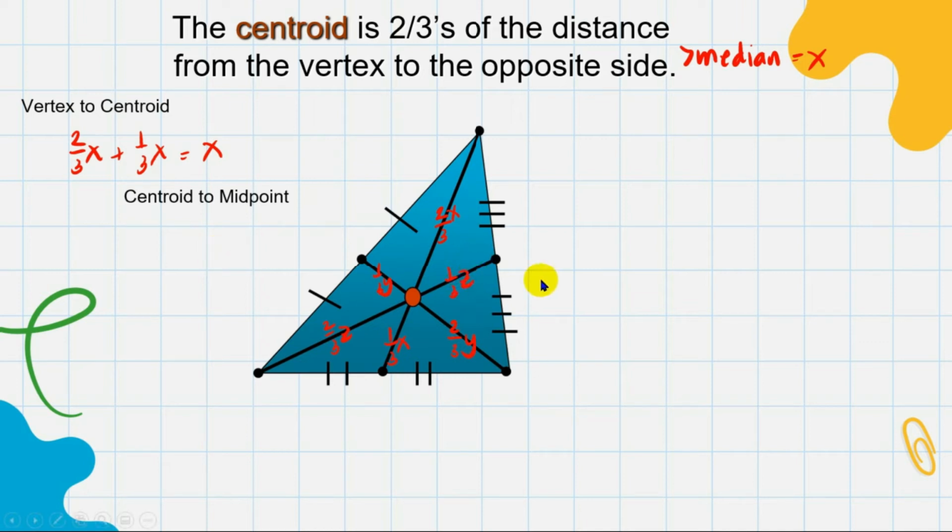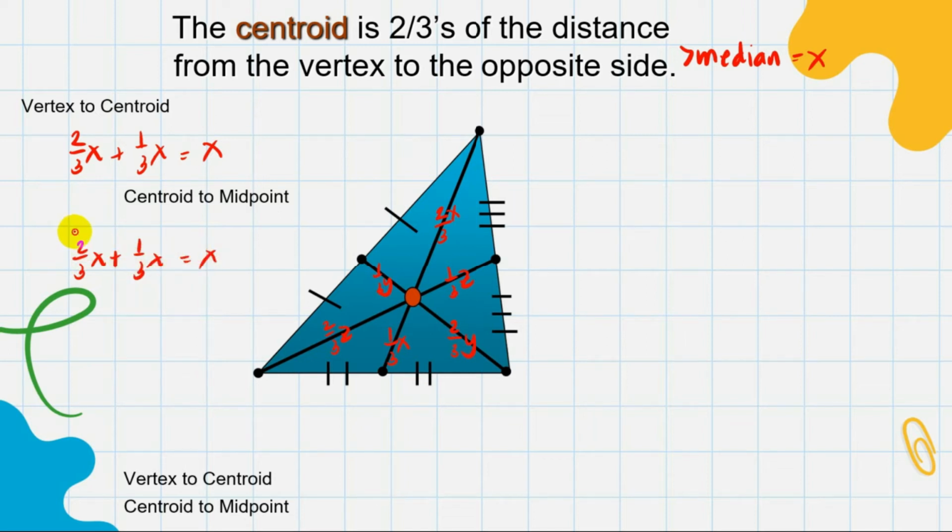Okay. Now, hanapan naman natin ng relationship itong segment na from vertex to centroid and centroid to midpoint. So, kung titingnan natin, using this equation, let's remove the denominator. 2/3 x plus 1/3 x is equals to x. And how can we remove the denominator? So, just multiply it by the LCD. And the LCD is 3. So, magkakaroon tayo ng whole number, 2x na lang siya kasi makakancel. And then, 1/3 times 3, magiging x na lang siya, equals to 3x.